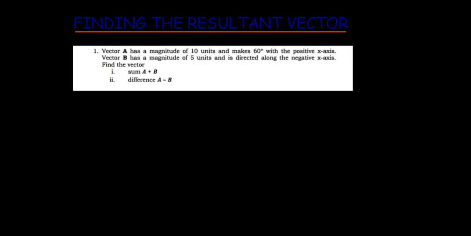In this video, we will answer the following question. A vector A has a magnitude of 10 units and makes 60 degrees with the positive x-axis, and B has a magnitude of 5 units and is directed along the negative x-axis. Find, in the first place, the sum of A plus B. Then number 2, find the difference between vectors A and B.